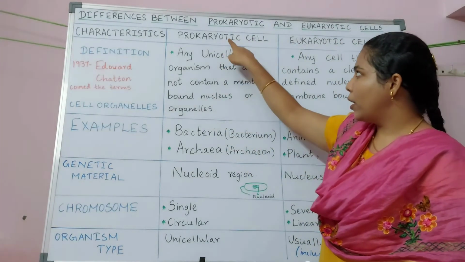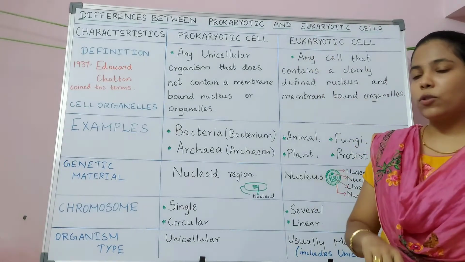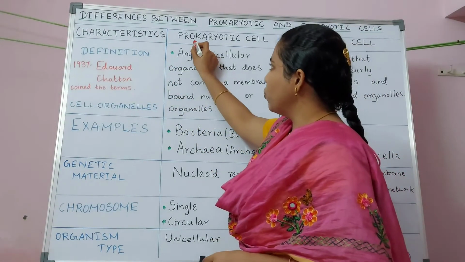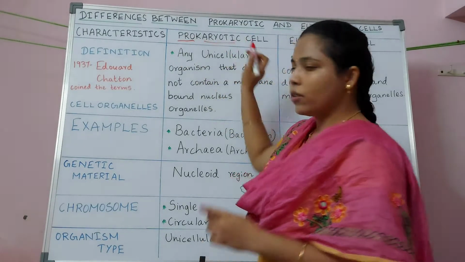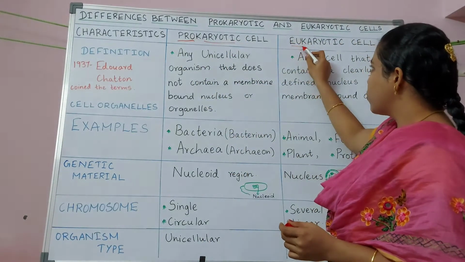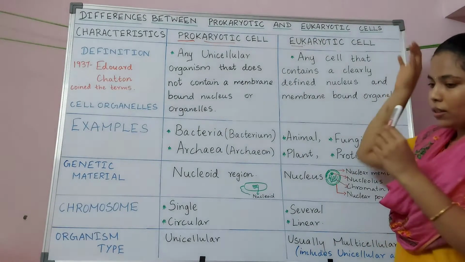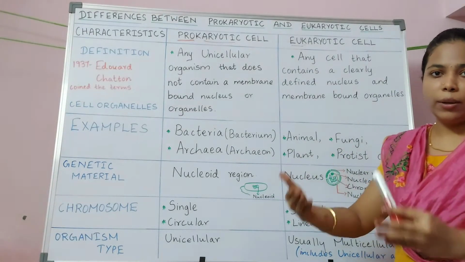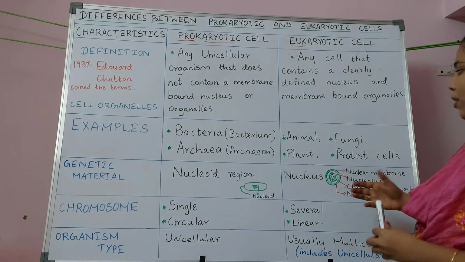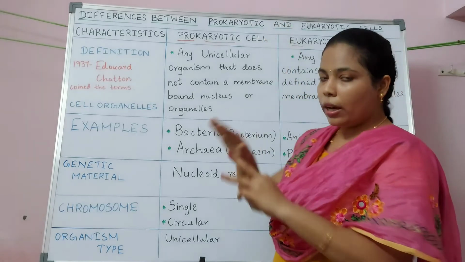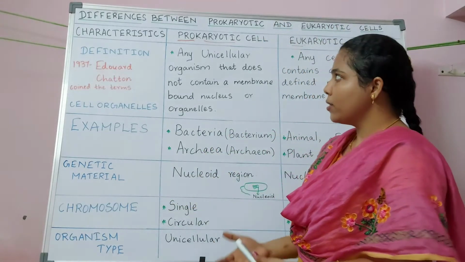The words prokaryote and eukaryote were first coined by Sir Edward Chatton. Pro refers to before, karyote means nucleus. Eu refers to true, karyote means nucleus. Eukaryotic cells are the cells that have a completely developed nucleus, which is a true nucleus. Prokaryotic cells do not have a completely developed nucleus.